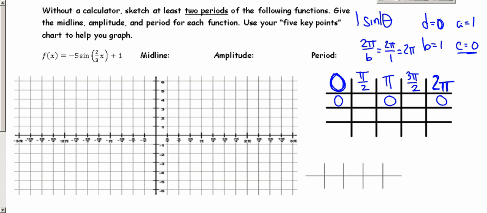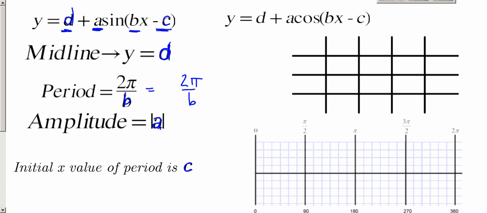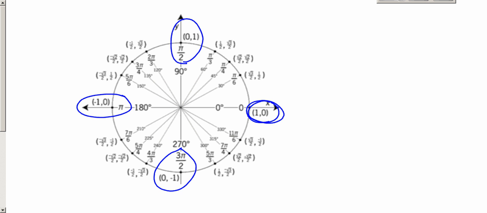Now what's left to do is calculate the max, which we know from our unit circle that we've already looked at, that the max happens at pi over 2 and is 1, and the minimum happens at 3 pi over 2 and is negative 1.